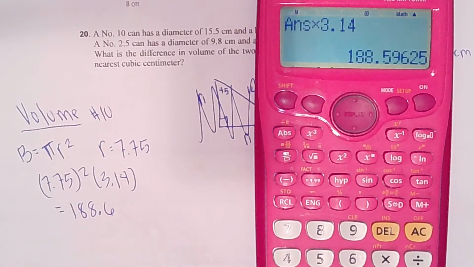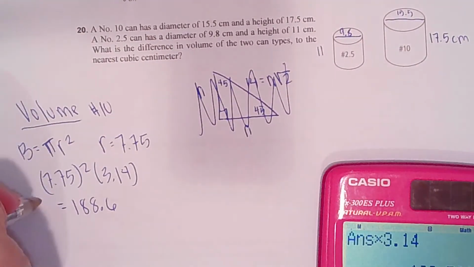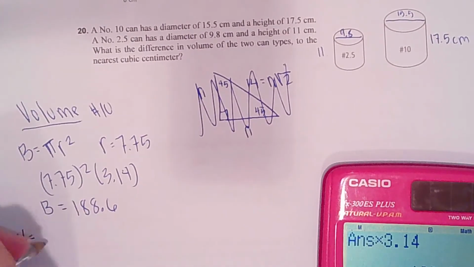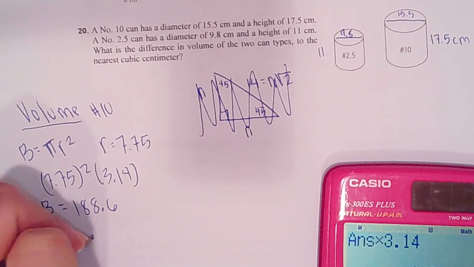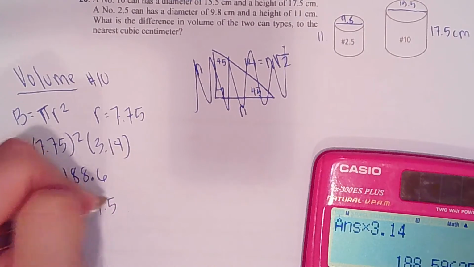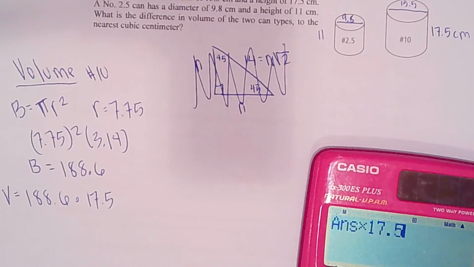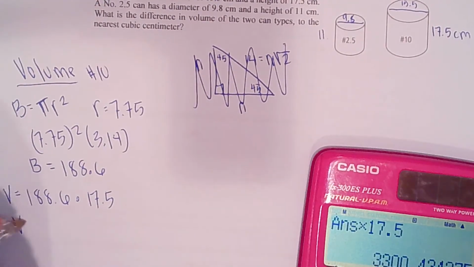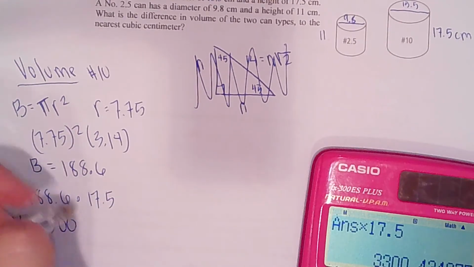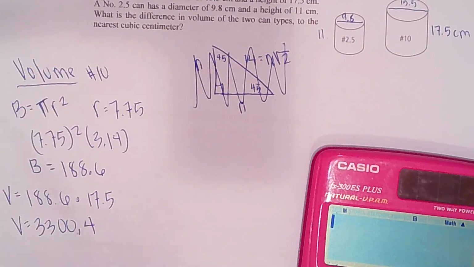So that is the area of our base, right? Big B. Now we need to find our volume. So we're going to take our big B, 188.6, and multiply it by our height, which is 17.5. And we know that our volume is 3,300.4. That's of the 10 can.